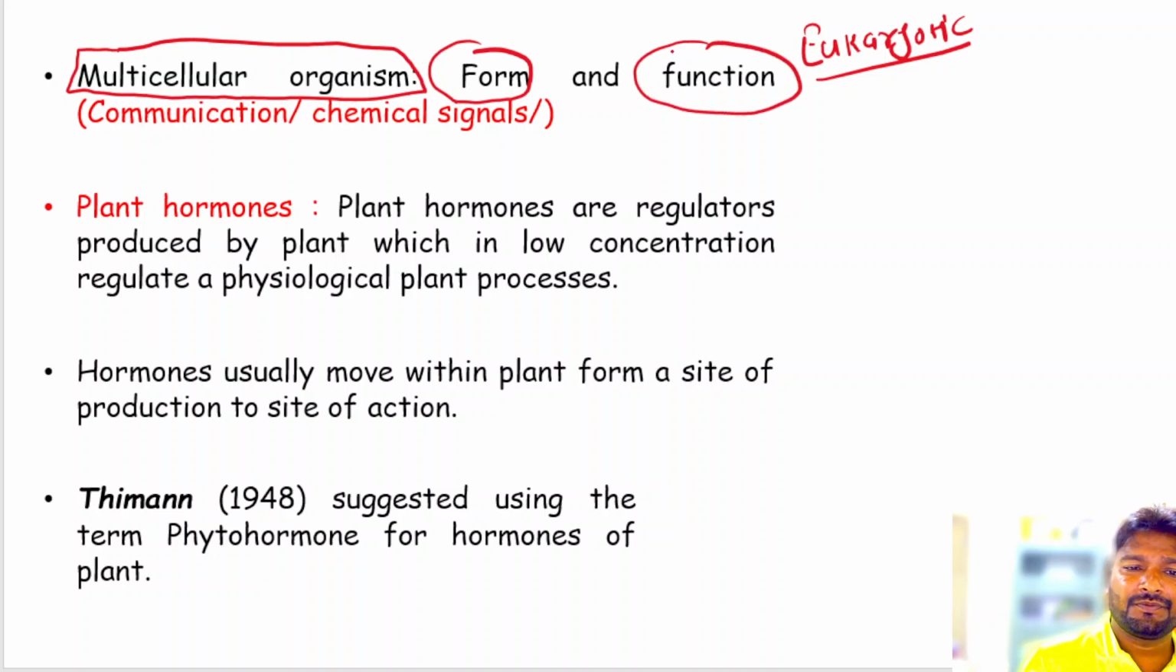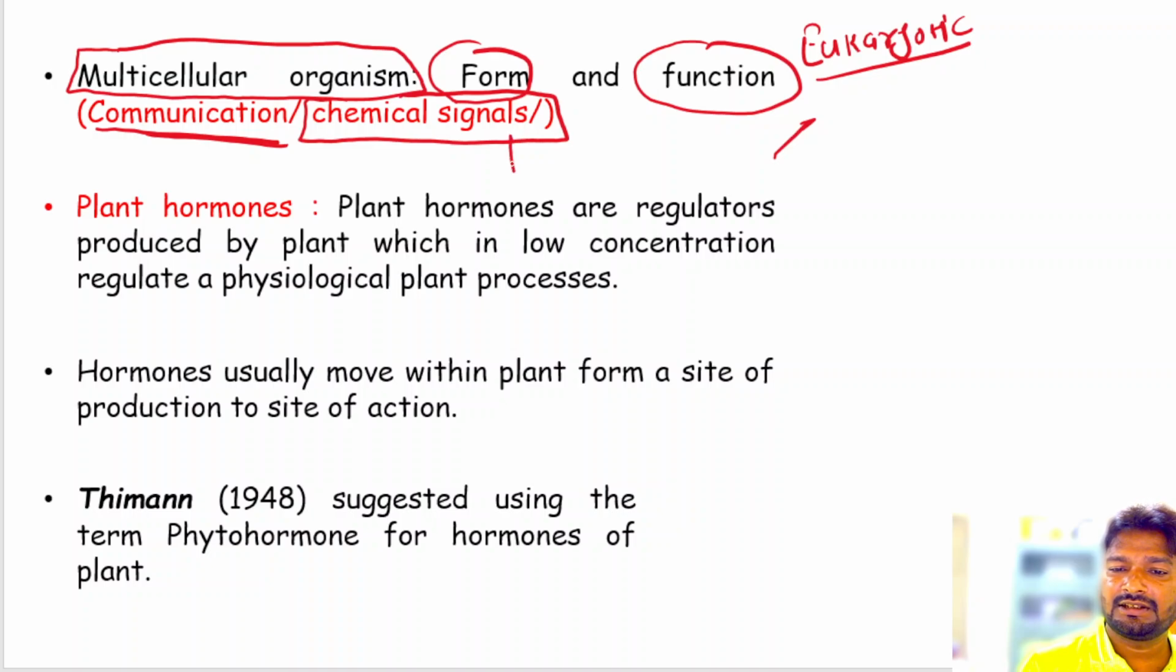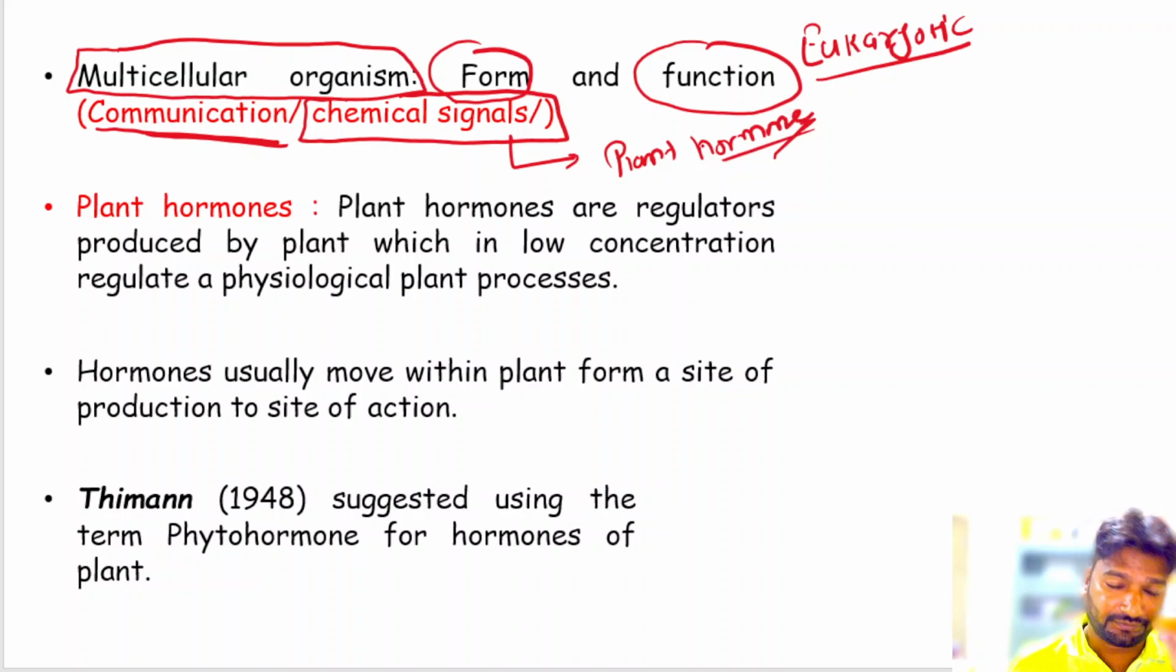So for that, plants need communication between the cells, and for that chemical signals are required. These chemical signals are mostly hormones. So it is very clear why plants need hormones: because plants are multicellular organisms and they have different types of cells. For their communication, plants need some chemical signals. So this is known as plant hormone.